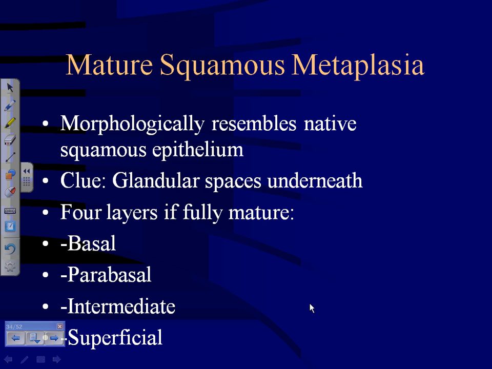They can. Okay, now again, what I want to re-emphasize about mature squamous metaplasia is it morphologically resembles the native squamous epithelium. And so in other words, you're still going to see some immaturity to the cells, they're not completely mature, okay, but just remember that when it's in its most mature state, it looks just like normal squamous cells. The clue is on histology. When I mentioned earlier, you see glandular spaces underneath. And if they're fully mature, it resembles a normal squamous epithelium with basal, parabasal, intermediate, and superficial layers, just like normal.